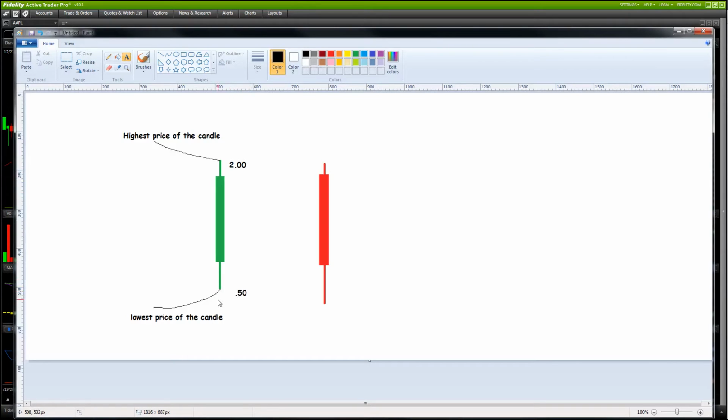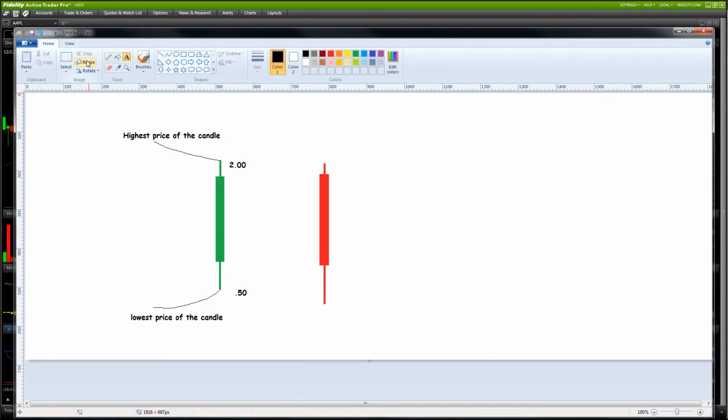Okay, and these two lines here are known as the shadow of the candle. So, the prices at which the candle visited at the highest point and the lowest point. So it's a shadow, and the solid center here is called the body of the candle. So these are the shadows and the body.